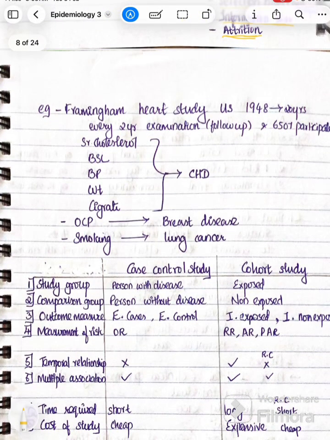An example of this study is the Framingham Heart Study conducted in the US in 1948. There were 6,500 participants. Every 2 years serum cholesterol, blood sugar, BP, weight, and cigarette smoking history were checked for the next 20 years to look for cardiac problems. The famous smoking to lung cancer study was a cohort study. Here the start of the study is exposure, the end of the study is outcome, that is disease.